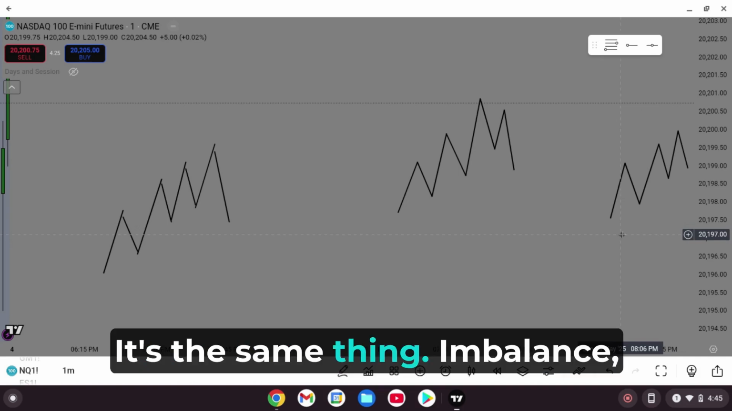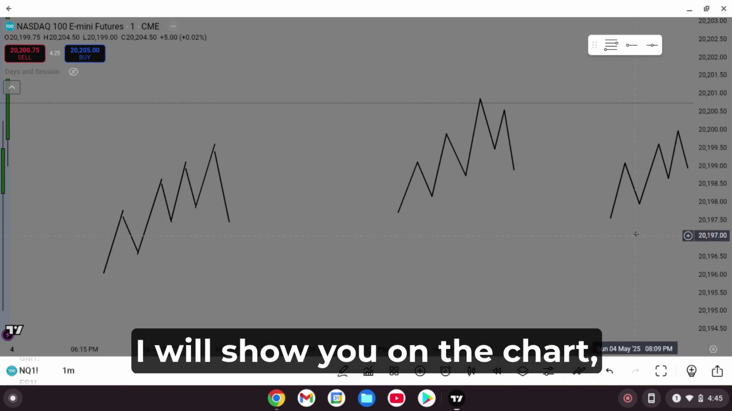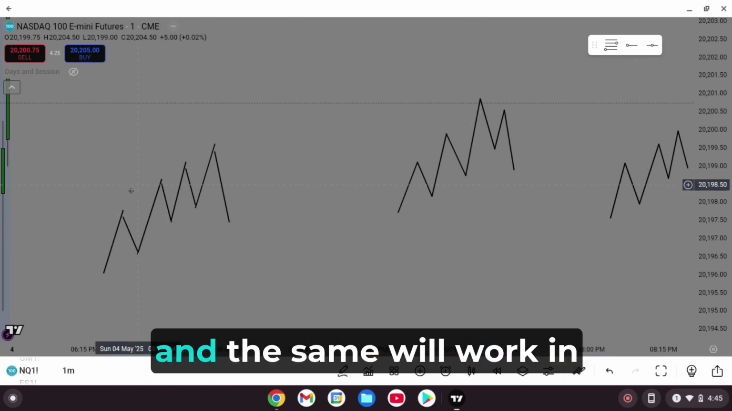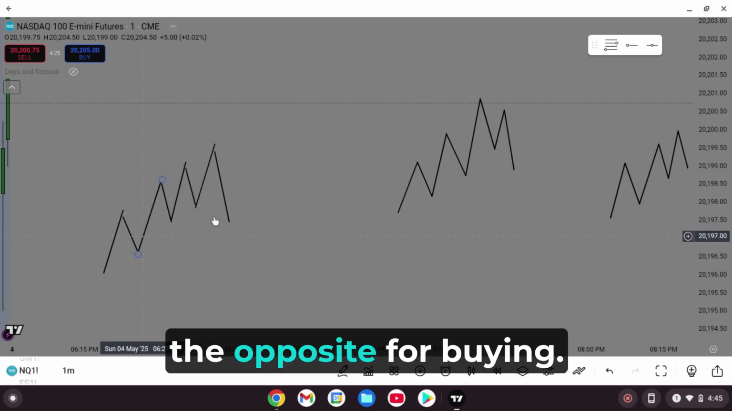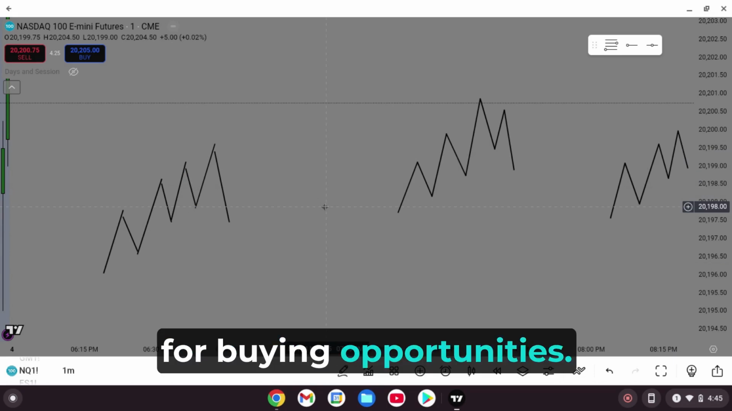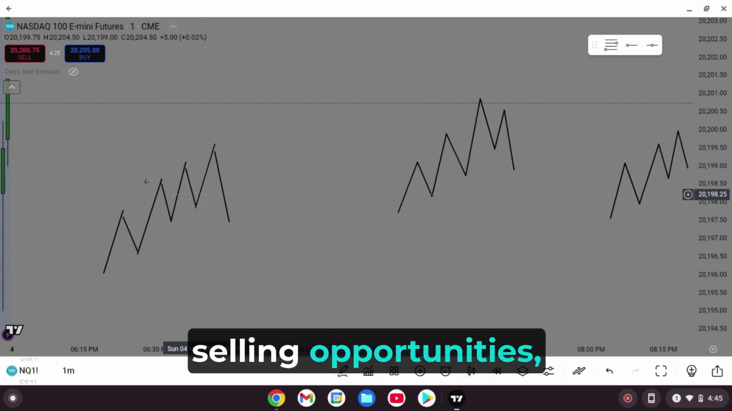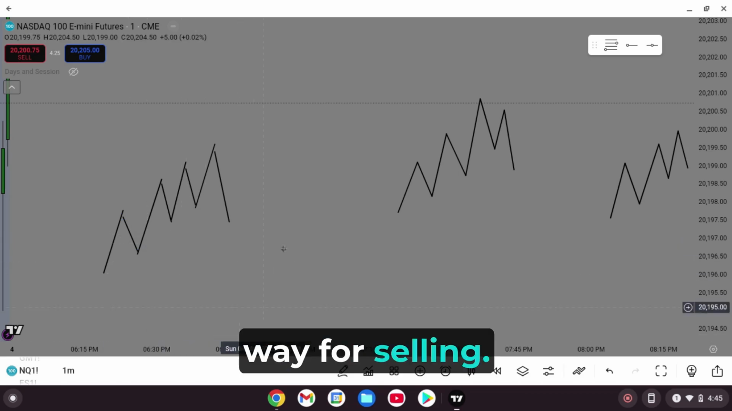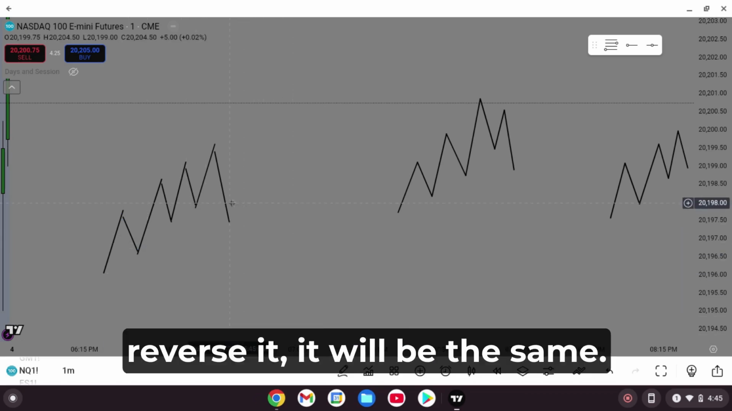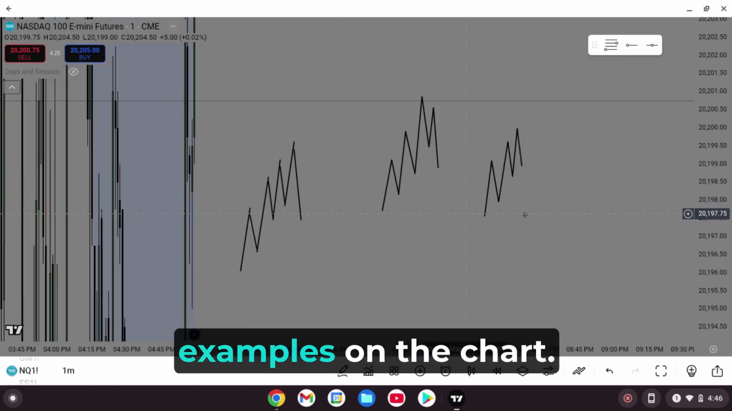It's the same thing: imbalance, fair value gap, and then you will run to liquidity. I will show you on the chart, and the same will work in the opposite direction for buying opportunities. This gives you options for selling opportunities, and if you reverse it, it will work the same way for buying. So I will show you all three examples on the chart.